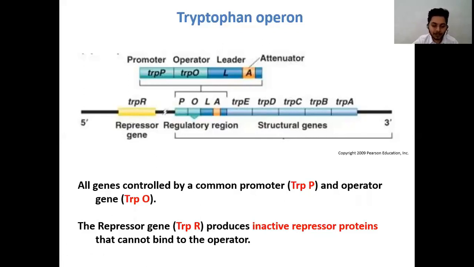These repressor proteins, however, are said to be in their inactive state. In such an inactive state, the repressor proteins cannot bind to the operator region. So by default, the tryptophan R gene is going to get expressed and it is going to produce inactive repressor proteins. These inactive repressor proteins cannot bind to the operator.